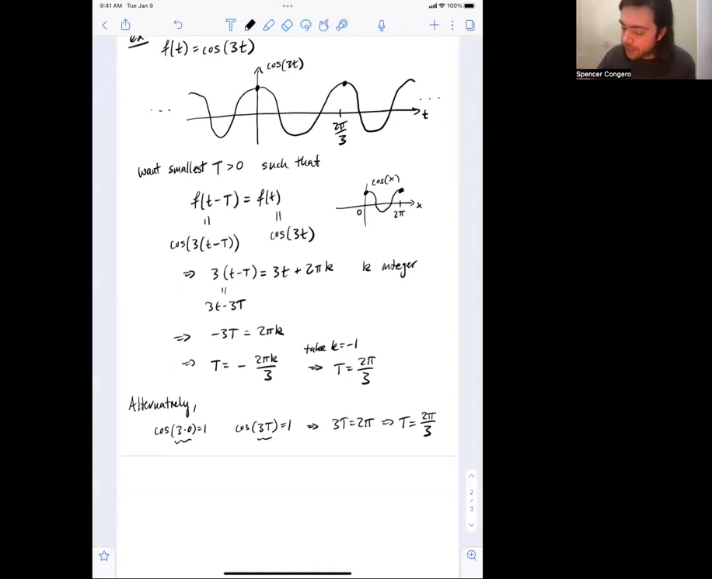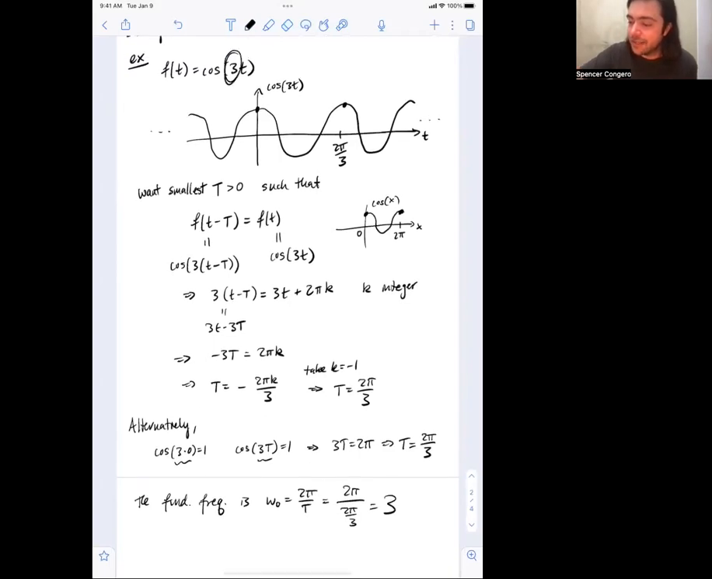In any case, let's look at the fundamental frequency. The fundamental frequency is omega naught, which is 2 pi over T, which is 2 pi divided by 2 pi over 3, which is just 3. And so we can see that's the frequency right here, 3. When I have cosine of something times t, that something is the fundamental frequency. That's why we keep writing cosine of omega t, that omega is the frequency of that cosine function.